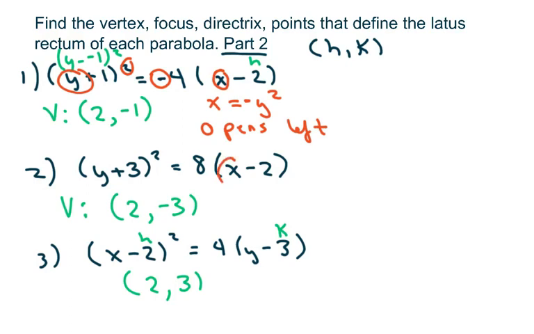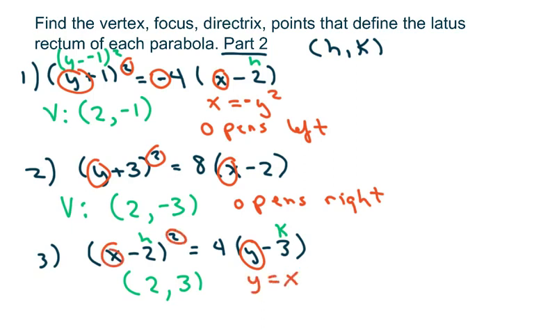This one is x equals y squared as well. But it doesn't have the negative, so this opens right. This one is y equals x squared. That one you're used to, and we know that that opens up. Okay, so we're going to graph these based on the information we have.